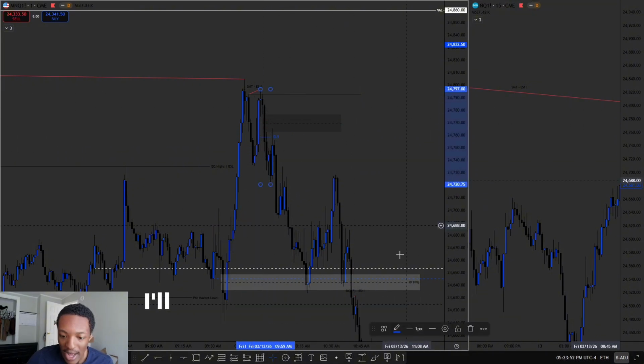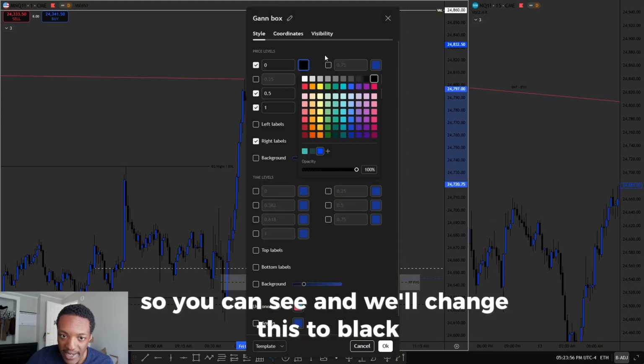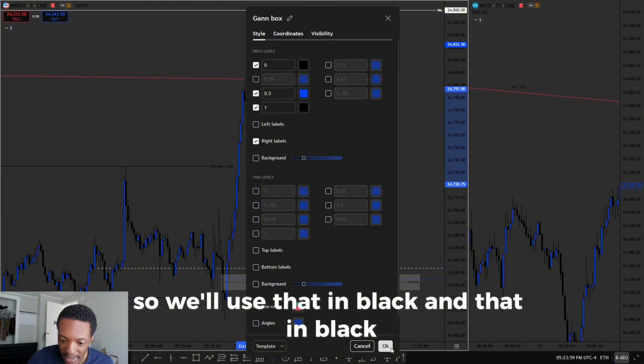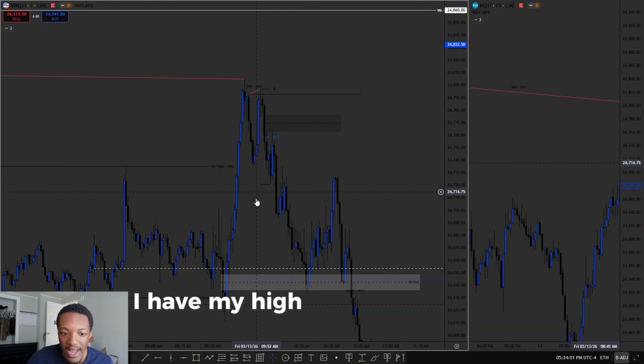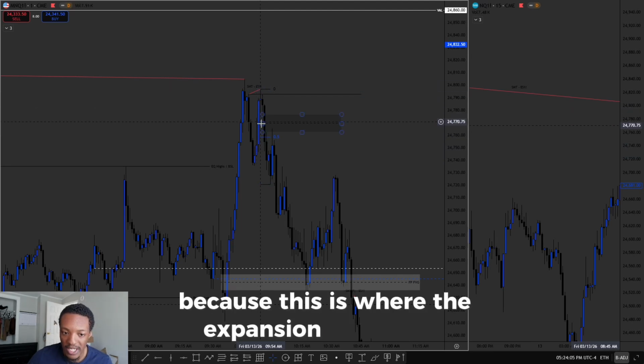What happens here? I'll draw out my high and the low of the range so you can see, and we'll change this to black. So we'll use that in black and that in black. So here you see I have my high and my low of my dealing range. Why is this my dealing range? Because this is where the expansion came from.